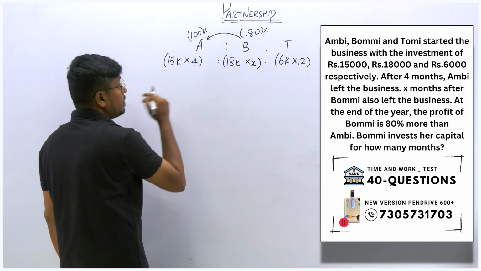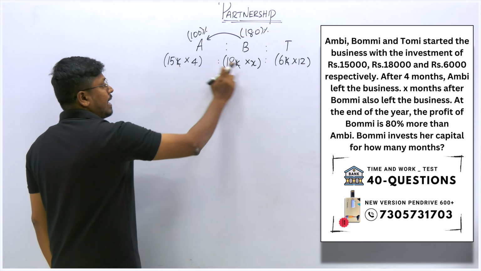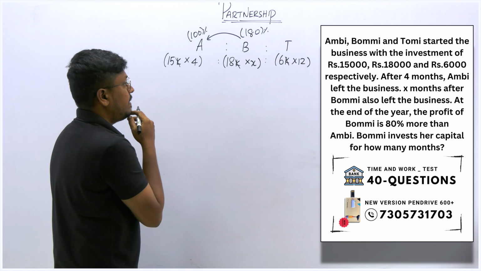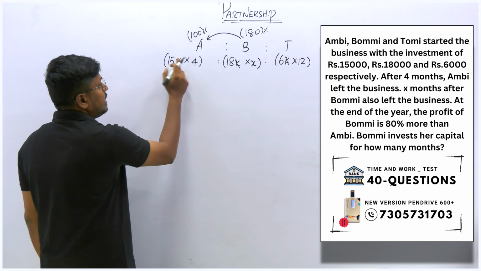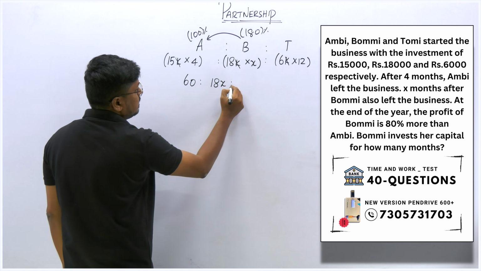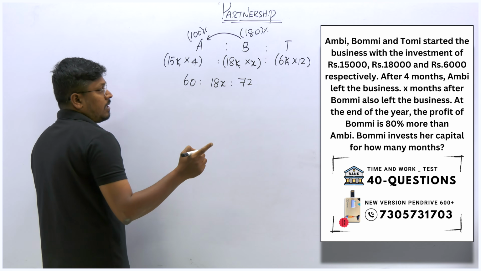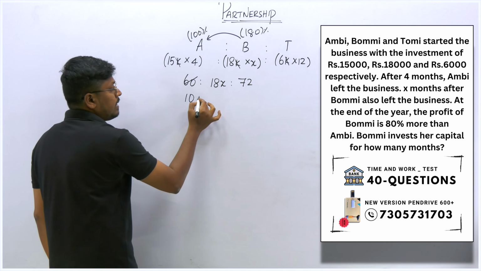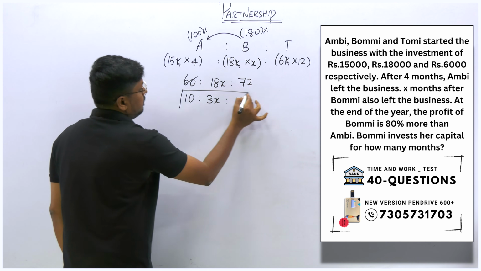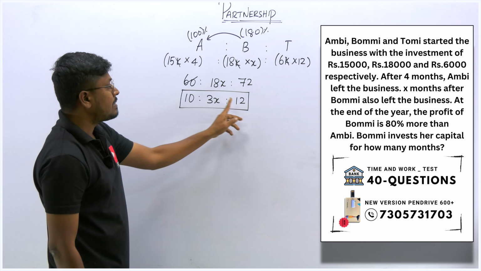Now what I can do is cancel K, because K is 1000. So we can cancel all the 3 zeros. So the remaining will be 15 into 4. So we can cancel it on 2 and 2. This will be 60, right? And this will be 18x, and this will be 72. So I think we can cancel it on the 6 table. If you cancel it on the 6 table, this will be 10, this will be 3x, this will be 12. So finally we got the investment ratio of all 3 persons as 10 is to 3x is to 12.